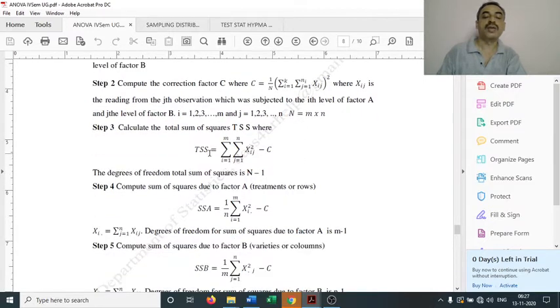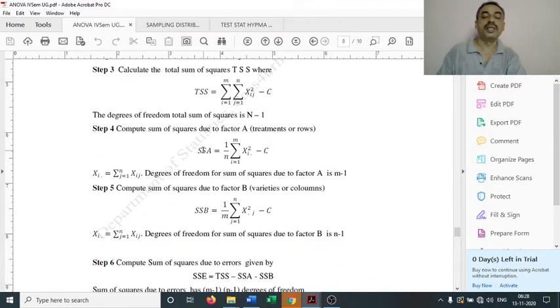Next we find the total sum of squares, that is the sum over i equals 1 to m, sum over j equals 1 to n, of xij square minus Z. That is the total sum of squares. The squares are found first, then the sum of the squares minus Z, the correction factor computed earlier. And it has N minus 1 degrees of freedom. You can see that in this summation there are mn values, and mn is equal to capital N. So N minus 1 is the degrees of freedom of TSS.